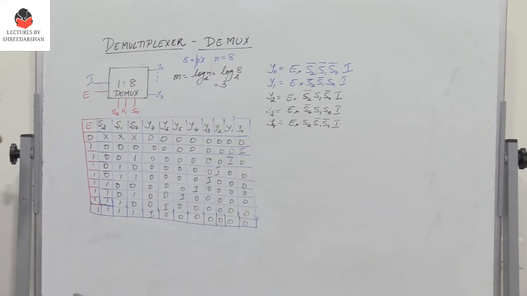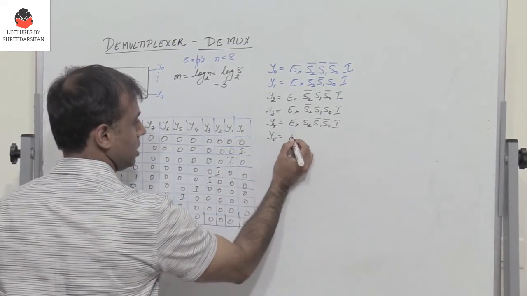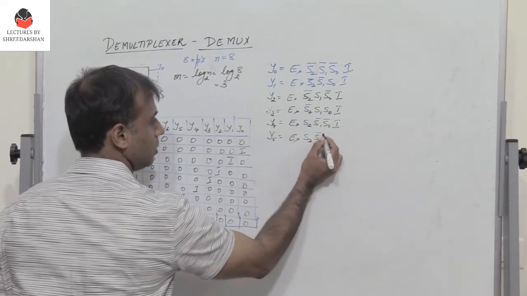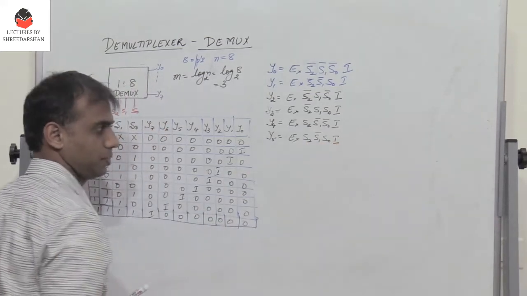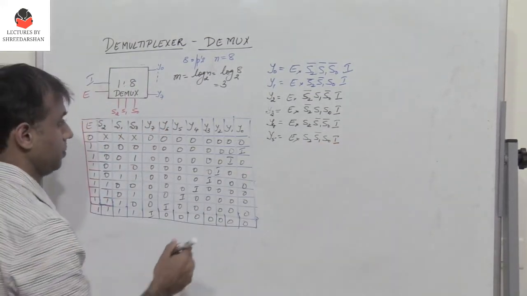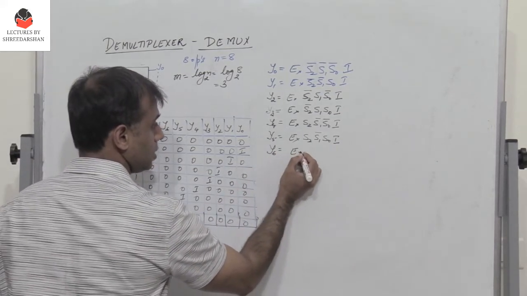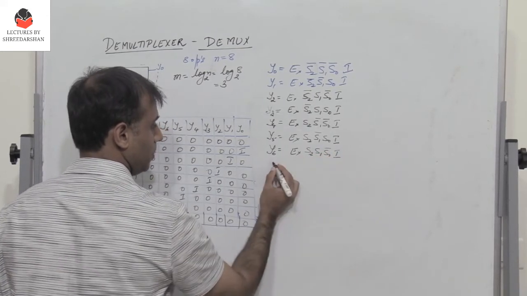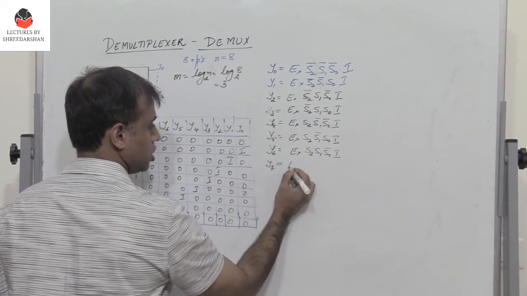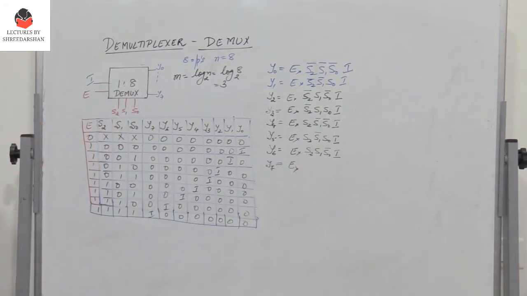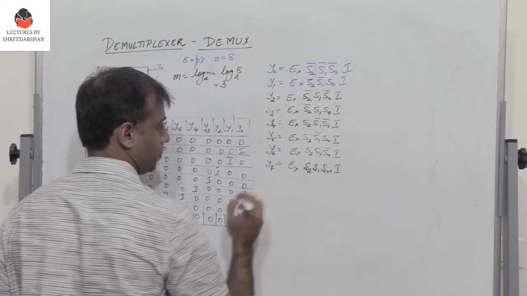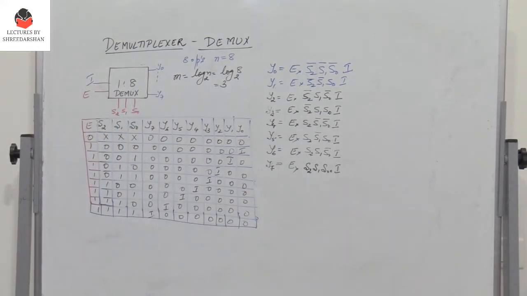And then you have Y5. Y5 is E into 1, 0, 1, S2, S1 bar, S0 into I. And then Y6 is E into 1, 1, 0, S2, S1, S0 bar into I, and I have Y7 which is E into, all the 3 select lines are 1, so it would be S2, S1, S0 into I. Alright, so these are the expressions of y0 to y7.